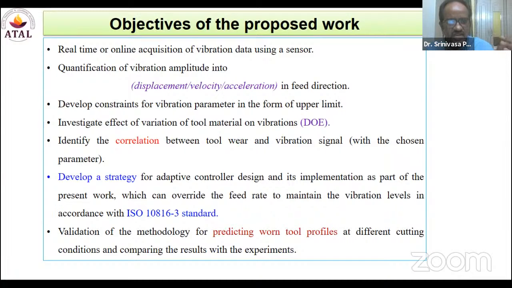We have collected the data and were able to take some decisions, but that must be approved by an international organization or the approved scientific community. ISO is approved by most of the people and has approval throughout the world. So whatever decisions we made are in accordance with ISO 10816.